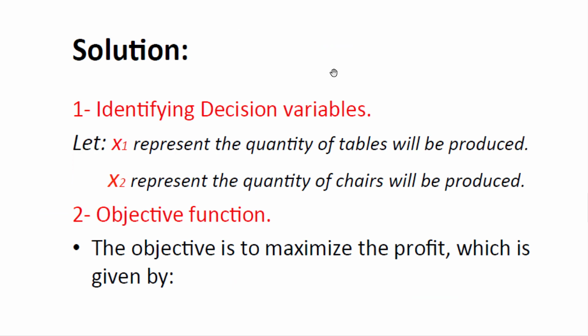Again, our solution strategy consists of 5 steps. The first step is to identify the decision variables. Let x1 represent the quantity of tables to be produced, and x2 represent the quantity of chairs to be produced. This is the first step. Second step, determine the objective function. Our objective function here is to maximize profit.